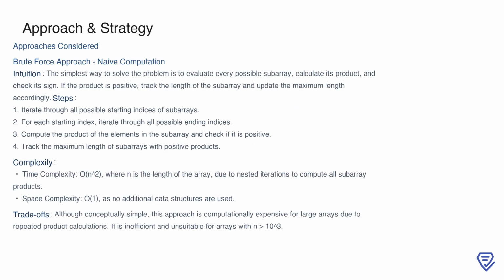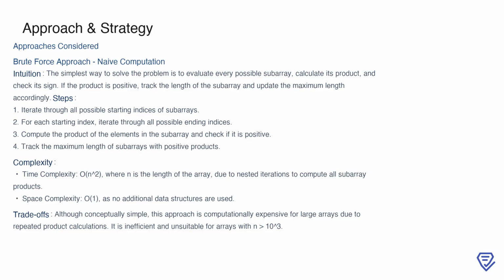To tackle the problem of finding the maximum length of a subarray with a positive product, one straightforward approach is the brute force method. Here, the idea is to evaluate every possible subarray, calculate its product, and determine whether the product is positive. If it is, we then track the length of that subarray and update the maximum length found so far. To implement this, we would iterate through all possible starting indices of subarrays, and for each starting index, iterate again through all possible ending indices. During this process, we would compute the product of the elements in each subarray to check its sign.